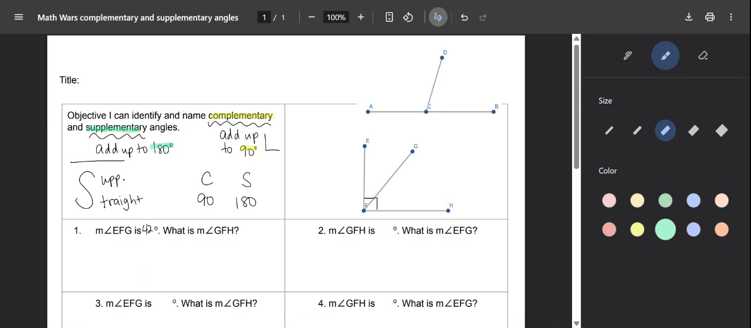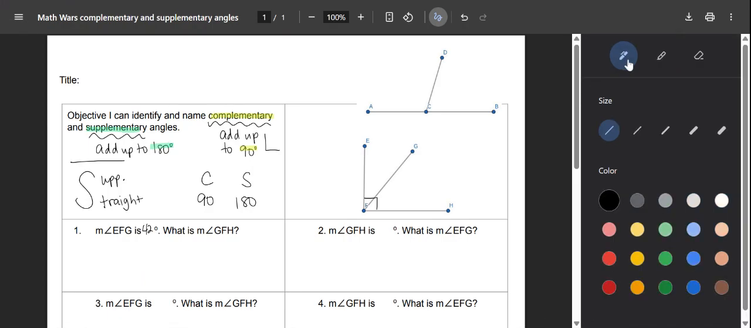A 90-degree angle is a right angle. We know this. We have practiced this. A supplementary angle is a straight line. So one way you can remember it is that a supplementary angle is a straight line. They both start with S. Another way you could remember it is by the order that we do things. When you say the ABCs, C comes before S. When you count, 90 comes before 180.